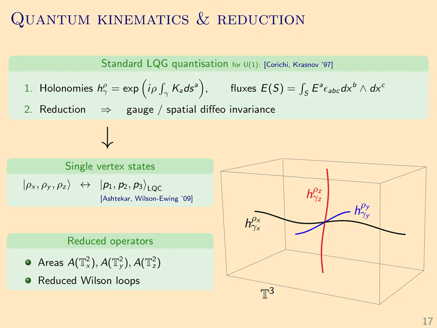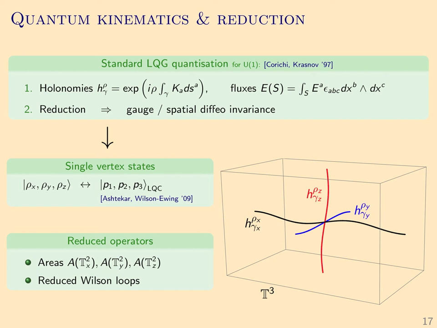Now, if you spatially diffeomorphism average this state, then the rigging map will delete all information about these curves except for the fact along which direction of the torus they run. Because a diffeomorphism cannot take a holonomy running in x direction and make it a holonomy running along y direction, because for this it would need to cut it and glue it again somewhere. So therefore, the information that these states carry is the topological information in which direction the holonomy runs and the representation label. So we just write the state as rho x, rho y, and rho z, and we can now compare this state to what people use in loop quantum cosmology. There, this state directly translates to the state that people call P1, P2, P3, for example, in this paper by Ashtekar and Wilson-Ewing.